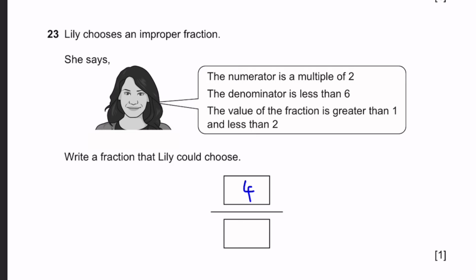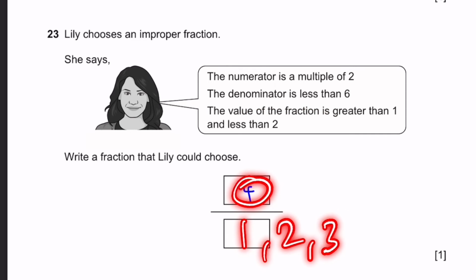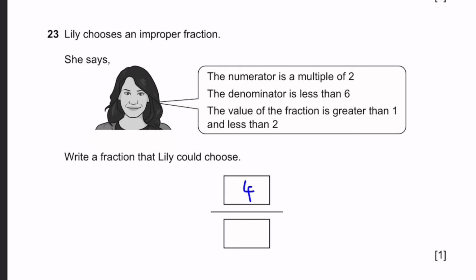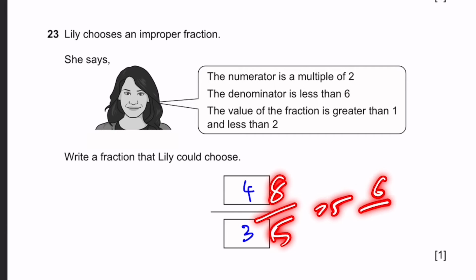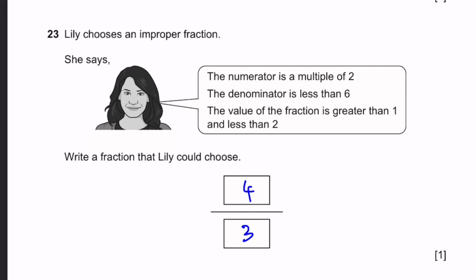Let's take 4. Well, the numerator is a multiple of 2. 2 times 2 is 4. Denominator can be less than 6. So 1, 2, or 3 because it has to be an improper fraction. Now the value of the fraction has to be greater than 1 and less than 2. So the only one which works is 3. Answer we can write as 4 by 3. There are a few other values like 8 by 5 or 6 by 5 as two examples. And yeah, that'll be our answer. Any one of these you can write.